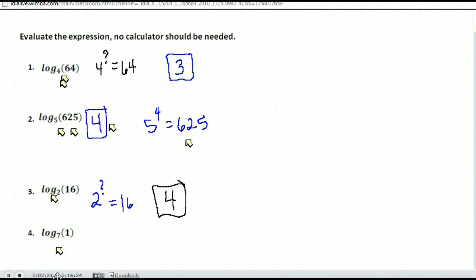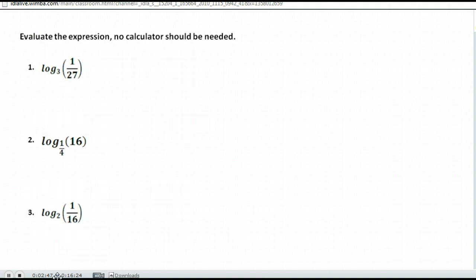And our last one down here, log base 7 of 1. Log base anything of 1, it doesn't matter what your base is, is 0. Because the only way to get 1 is if you take something to the 0 power. Okay? Because 7 to the 0 power is 1.